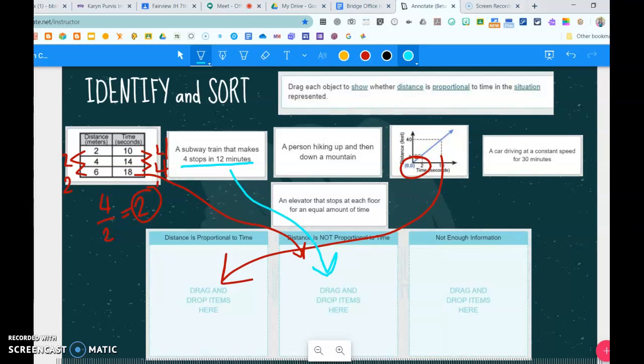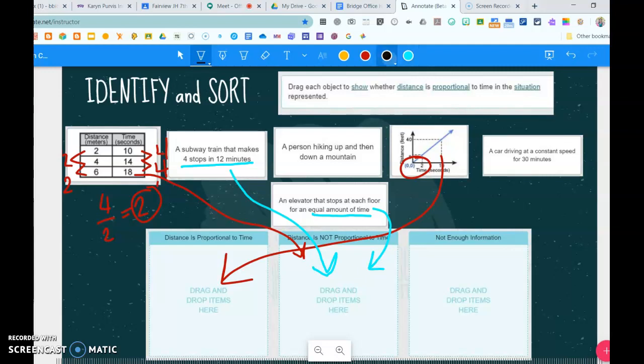Okay? An elevator that stops at each floor for an equal amount of time. Well, did they tell us where the elevator started? Is that going to be a proportional relationship? No, it is not. It has to go through 0, 0, meaning I have to know that at 0 minutes, it will be at 0 distance.